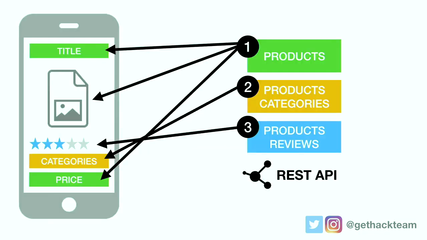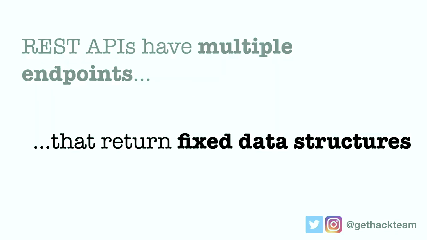So again, we had this UI with the 3 different endpoints, and as you can see, it will fill this simple UI. So those 3 endpoints, and if you look back at what a REST API is, it has multiple endpoints, which we just saw, but it also has a fixed data structure. So basically this means that every endpoint will have its own fixed data structure, and whatever you do, this endpoint will always return this exact data structure.